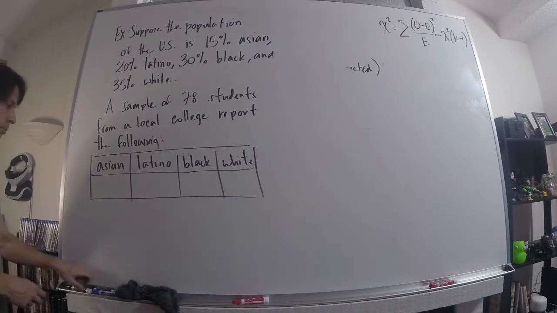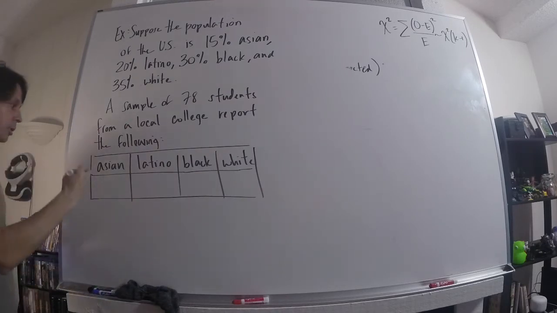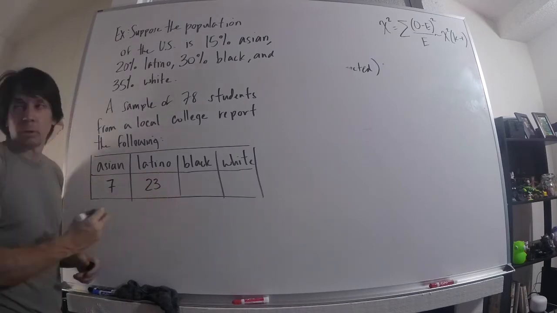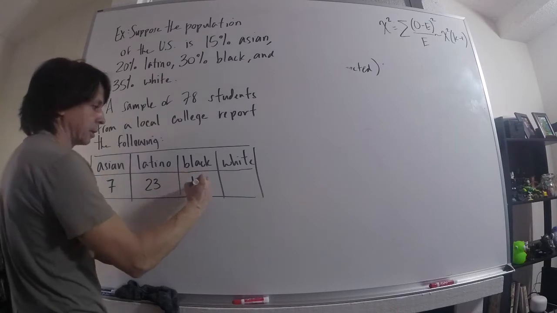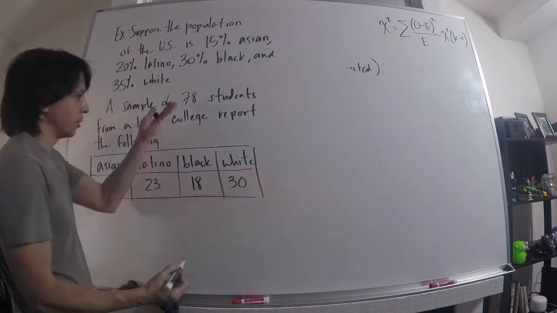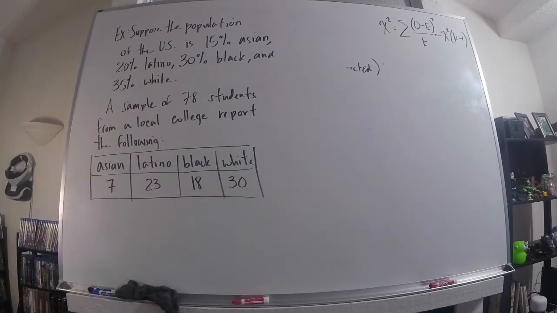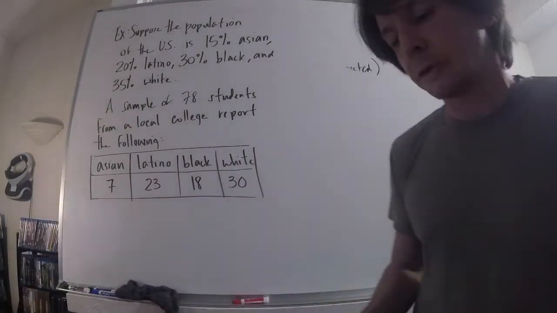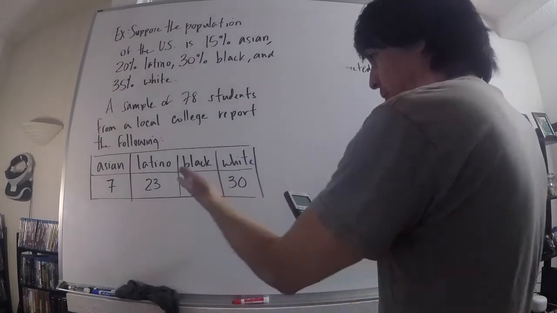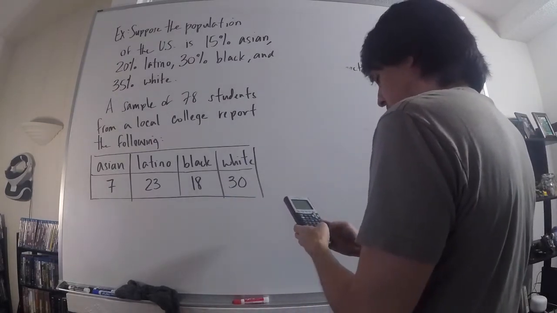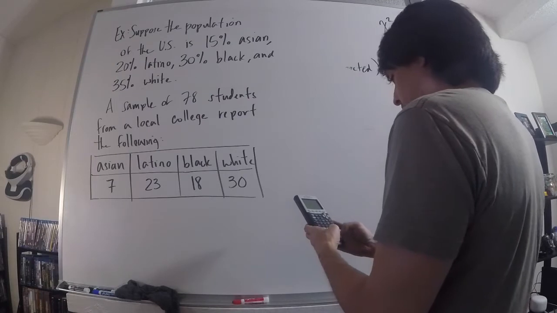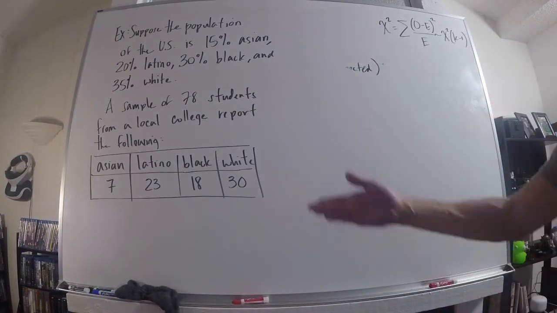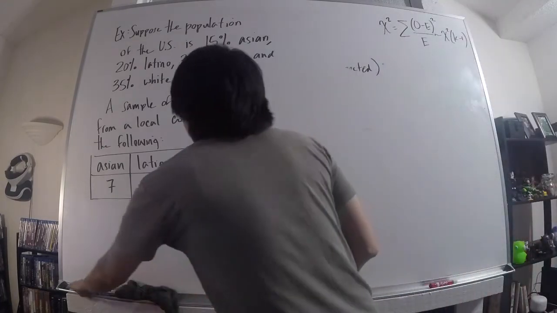So let's see. And this is, again, made up data. Let's say there's 7 Asians, 23 Latinos, 18 Black, and 30 white students in the 78. If I didn't give you that 78, and sometimes I don't, sometimes you just get the table, you will need that total. So you would add 7 plus 23 plus 18 and 30 to get 78. So you wouldn't need that total if I didn't give it to you here. And I was just checking my total. Okay.